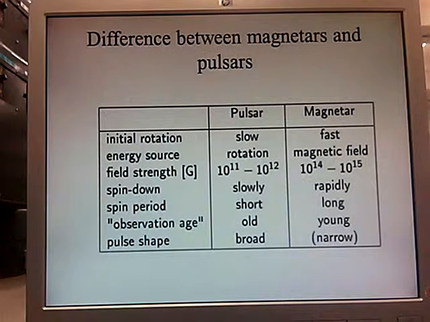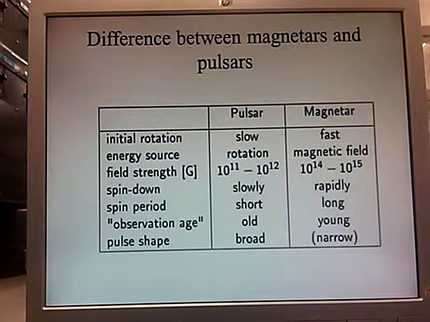So here's a comparison of what the properties are. The initial rotation for the magnetar is really fast, but it spins down fast as well. The energy of a magnetar really comes from the magnetic field, because it is now so much stronger than what is found in a pulsar. While a pulsar, though it has a fairly strong magnetic field, is still really rotationally powered. The field strength, typical ranges are given there. For a pulsar, actually it is in this range, 10^11, 10^12 gauss. And then for the magnetar, 10^14, 10^15.